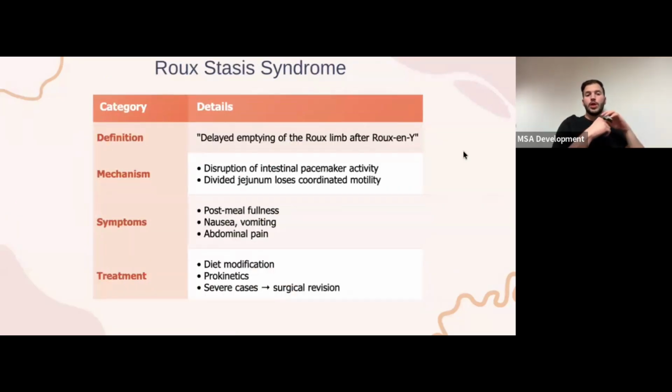Okay, now let's continue with the Roux stasis syndrome. It's a delayed emptying of the Roux limb after the Roux-en-Y. How does that happen? We have disruption of the intestinal pacemaker activity, so the divided jejunum will lose the coordinated motility. How will the patient present? We'll have post-meal fullness, nausea and vomiting, and abdominal pain. How do we treat that? First of all, we provide diet modification. We give prokinetics, and in severe cases, we do surgical revision.